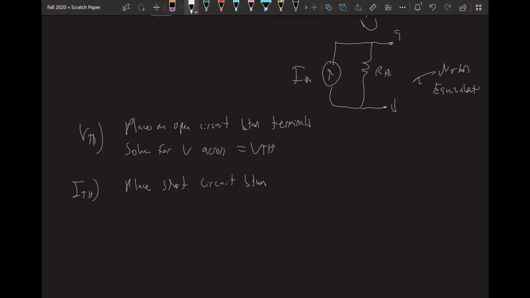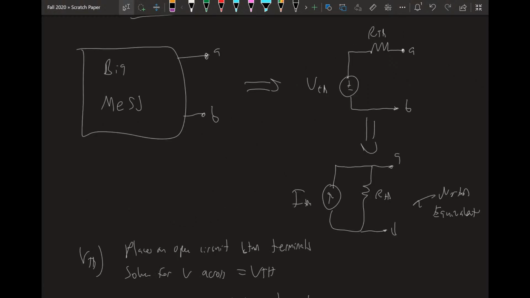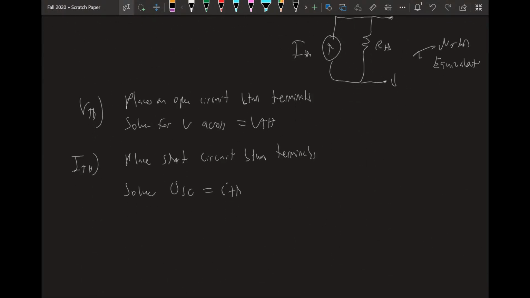You're going to solve for the current going through that short circuit, which is going to be equal to your I Thevenin. Intuitively, this is like having zero load at the terminals, right? So the whole point of Thevenin is it's saying that this equivalent affects any load at the terminals in the same way this big mess of circuit would. And here, you're basically saying, all right, well, if I have these extreme cases, then what would happen? And then you can solve for your V Thevenin and I Thevenin.